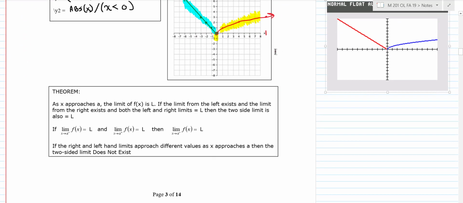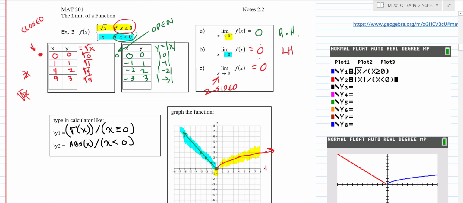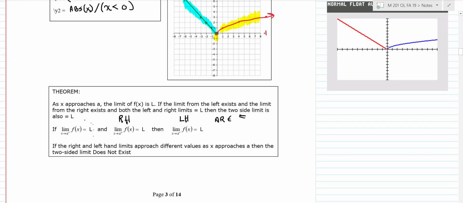All right, so the theorem then is this. This is basically what this problem was demonstrating. If the right-hand limit and the left-hand limit are equal, which they are here, notice the left-hand limit and right-hand limit were 0, then that's the answer to the two-sided limit. So it's just saying if the right hand is L, the left hand's L, then the two-sided, oops, I think I did the notation wrong on your guys' notes here. I need to be careful about that.